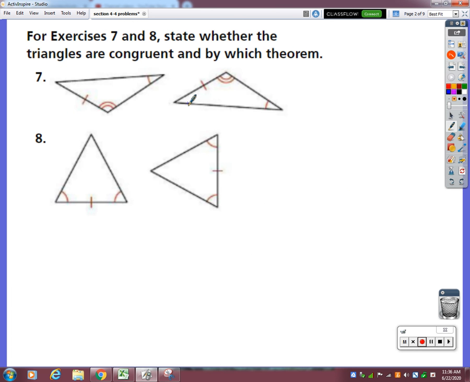Okay, state whether the triangles are congruent and by which theorem. So we've got angle, angle, side, and we've got angle, angle, side. So that would be angle, angle, side. And then this is angle, side, angle, angle, side, angle. So that is, therefore, angle, side, angle.